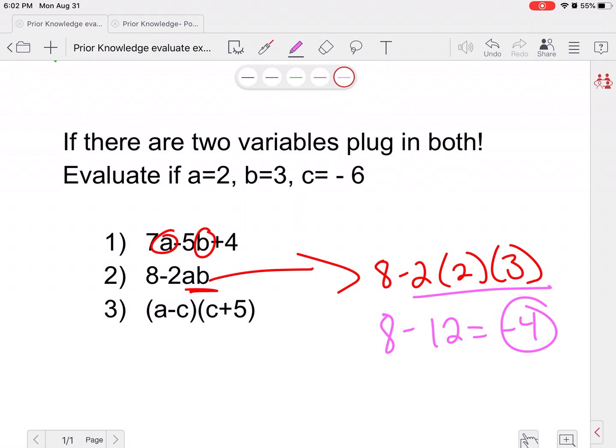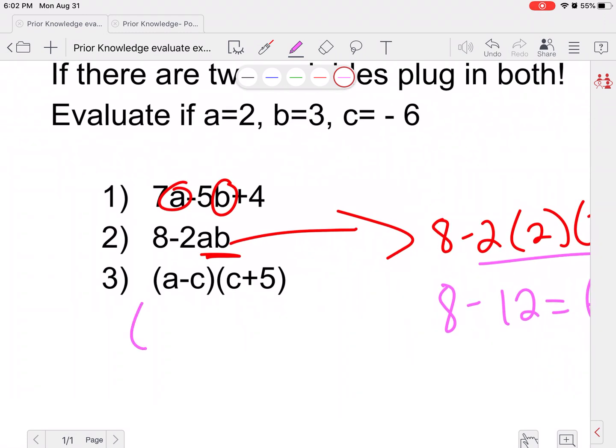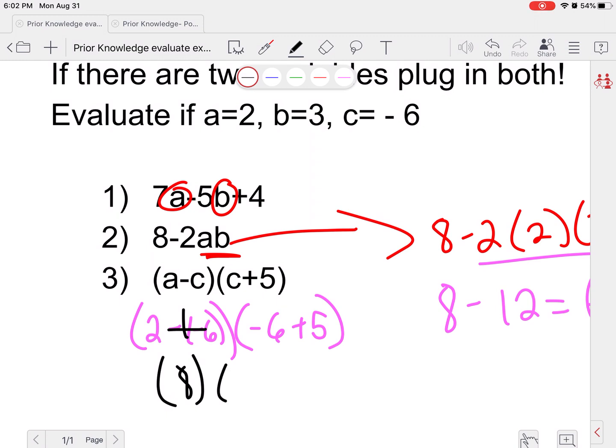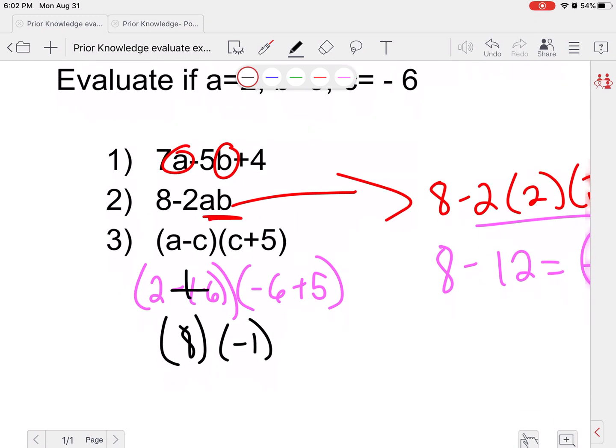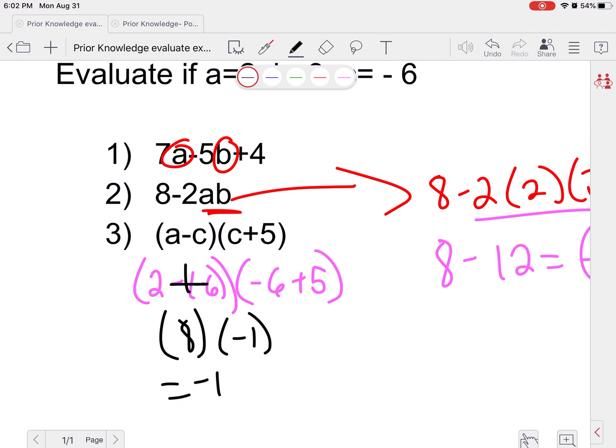Okay. Same thing here, we're just plugging in more numbers. So we have a, which is 2, minus c, which is negative 6. Notice how I put that in a separate set of parentheses. And c is negative 6, plus 5. Okay, remember, like we talked about yesterday, when we're adding to, or subtracting a negative, we're really adding. So 2 plus 6 is 8. And negative 6 plus 5 is negative 1. And 8 times negative 1 gives me a negative 1 over, or I'm sorry, negative 8. I apologize because we're multiplying. I am struggle busing.